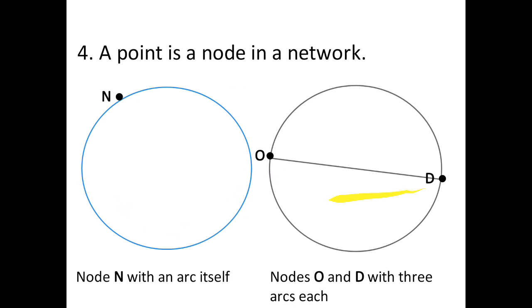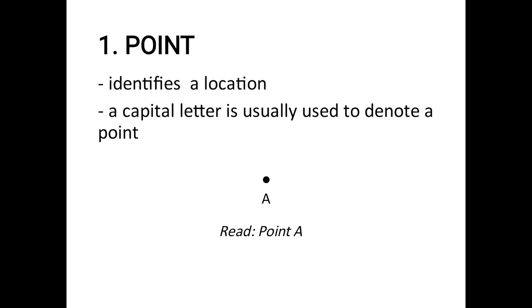Now let's move on to the definition of point. A point identifies a location. A dot is used to model a point, but a point actually has no size. A capital letter is usually used to denote a point. For example, point A.